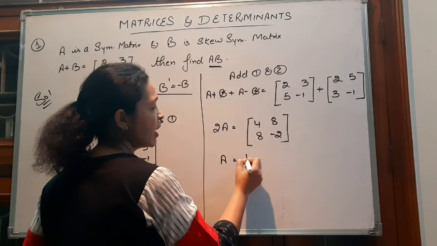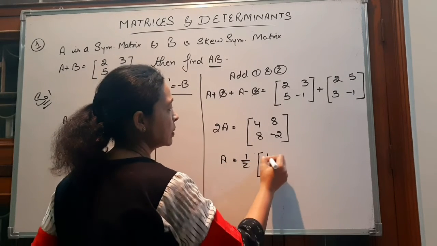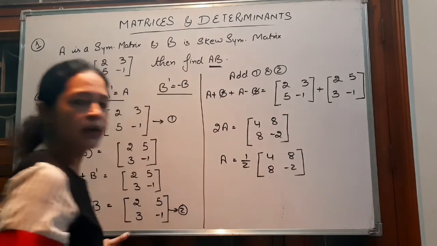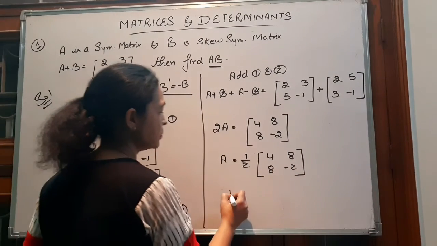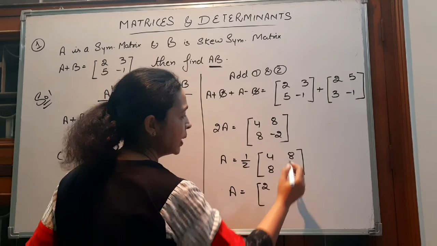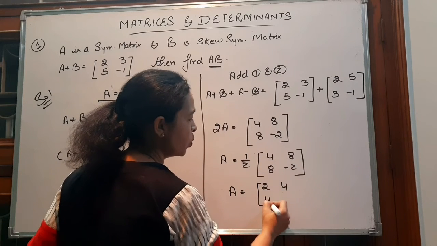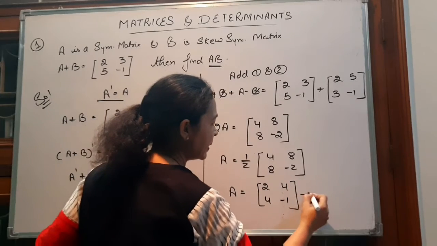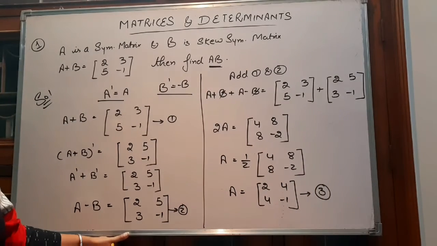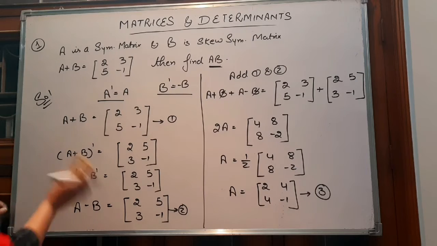A will be 1 by 2 of 4, 8, 8, minus 2. 1 by 2 will go inside. Matrix A will be 4 by 2, 2, 8 by 2, 4, 4 and minus 1. Take it as 3. Clear? Children, pause the video and note it down.